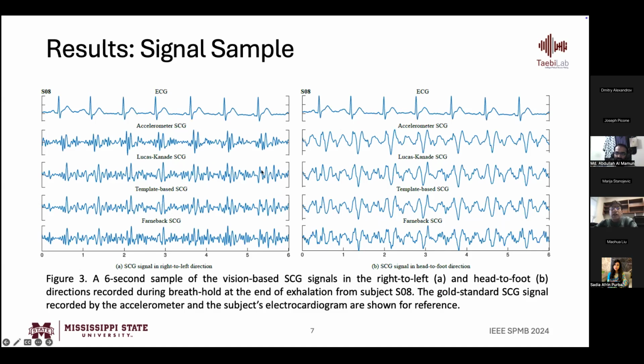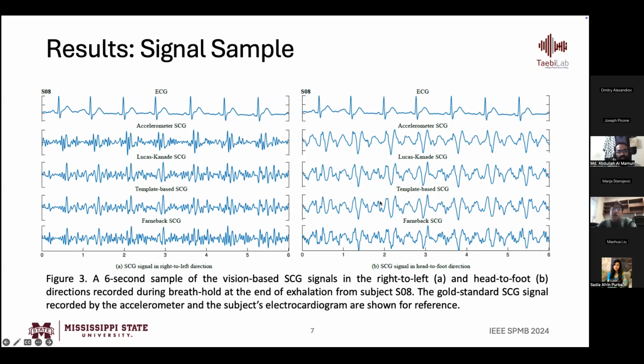Let's examine the extracted signal from a subject. This figure shows the comparison of vision-based SCG signal with a gold standard accelerometer signal. Here you can see the ECG signal, and the second row shows the accelerometer signal. The left plot shows the SCG signal in the right-to-left direction, and the right plot shows the SCG signal in the head-to-foot direction.